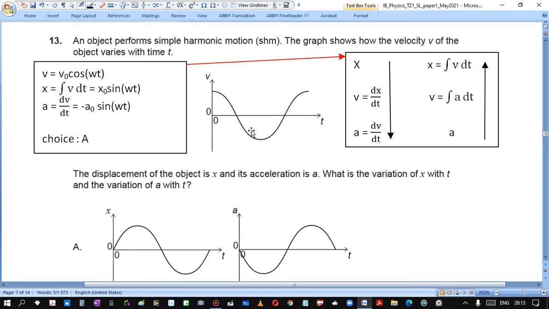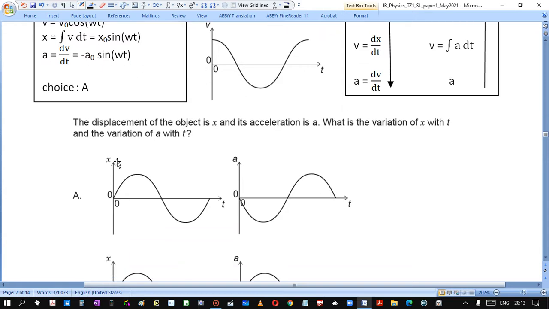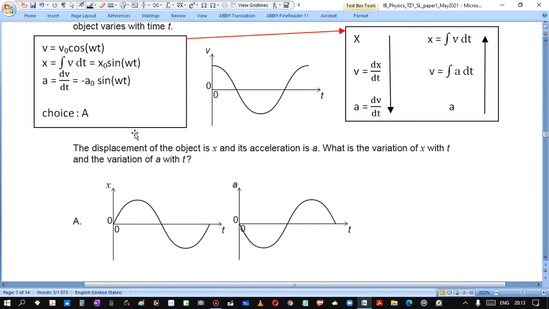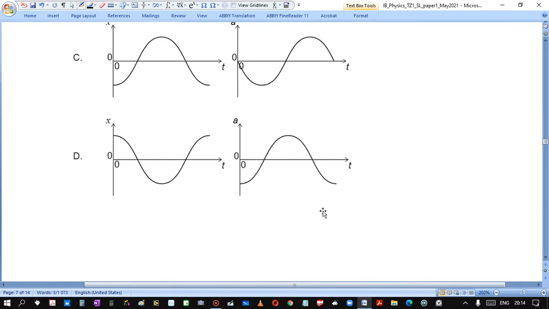So here we see a cosine graph. The cosine graph is v0 cosine. We integrate, we get sine. To get acceleration, we differentiate, we get minus sine. So we need two graphs. x should be sine and acceleration should be minus sine. So it is choice A, the first choice suits us.